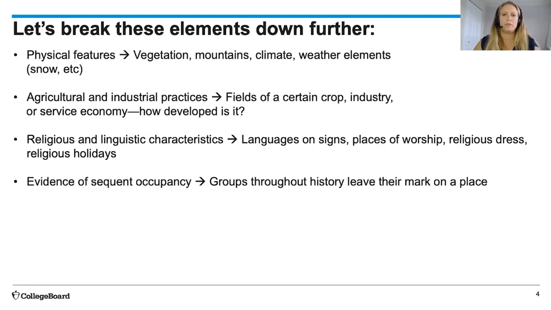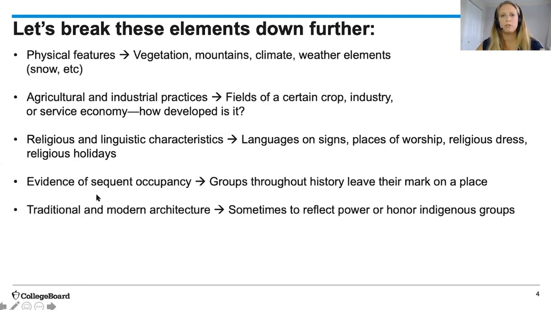A more difficult term that's included is sequent occupancy. So sequent occupancy is the fact that you can see a lot of different groups of people on one piece of land because each group that's come there has left their mark. So I'll give you an example in a little bit with a picture.